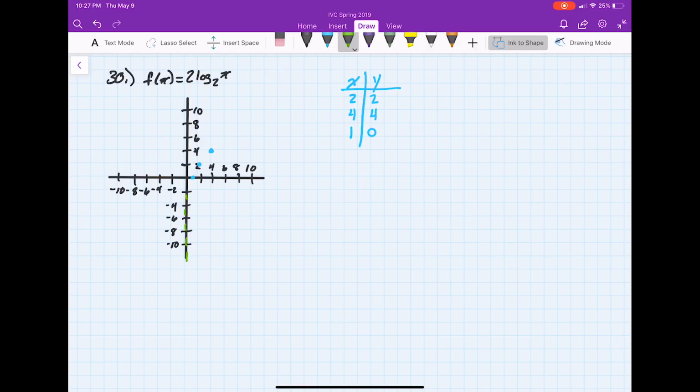And our vertical asymptote is this y-axis. So we'll just mark that. You'll need that to get credit for this problem. And here we go. That's number 30.